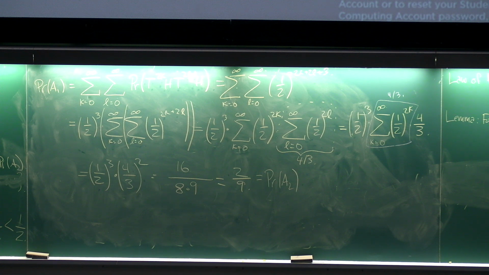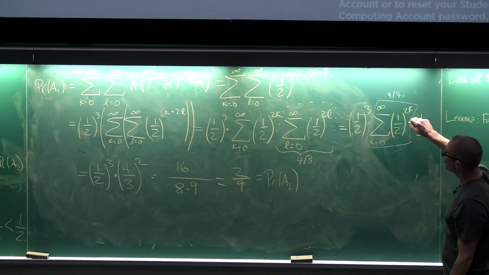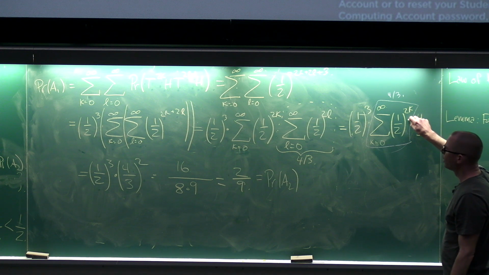The 4/3 is just the value of this infinite sum. Because we computed it, we did exactly this sum when we were studying the one player, the first head wins game. But we got 2/3, didn't we? No, we got 4/3, but it was multiplied by a half.